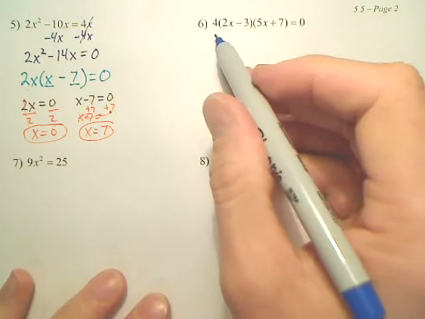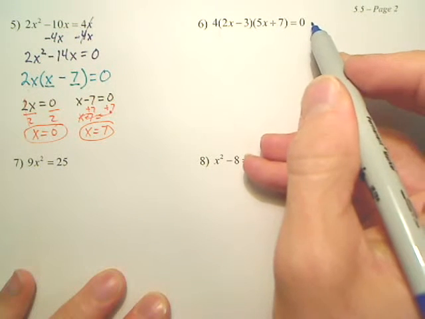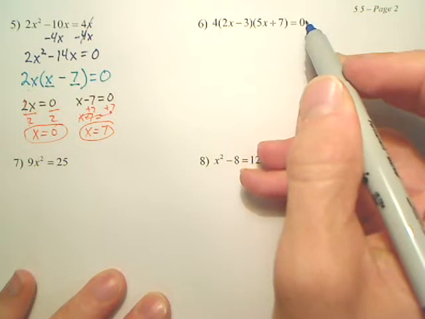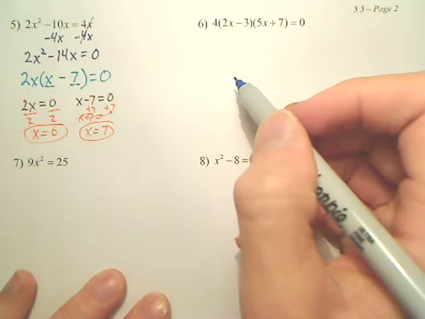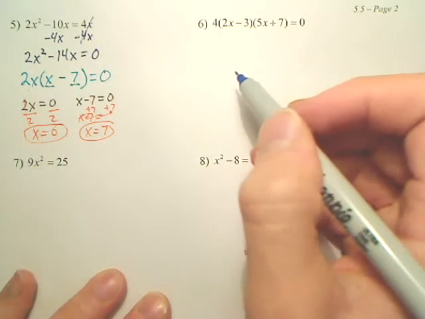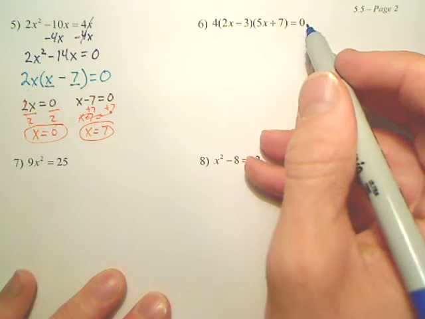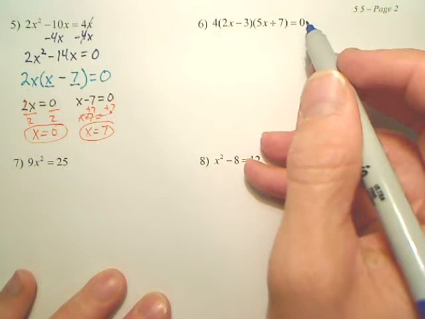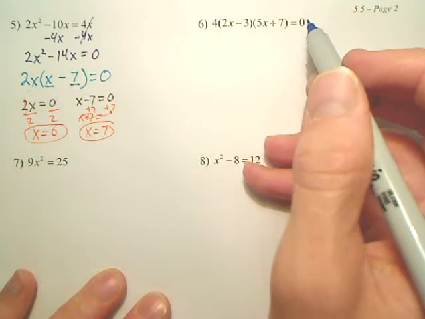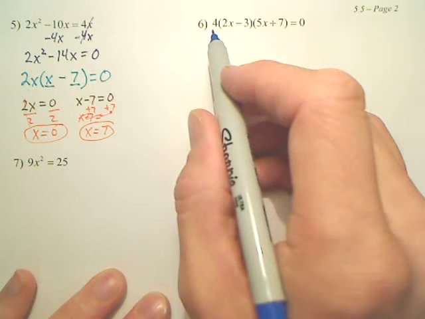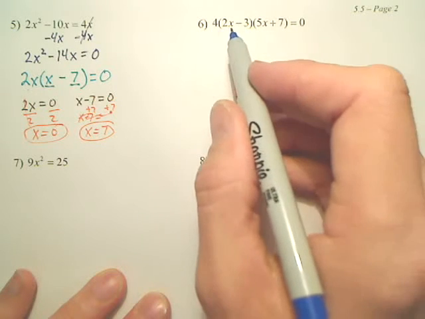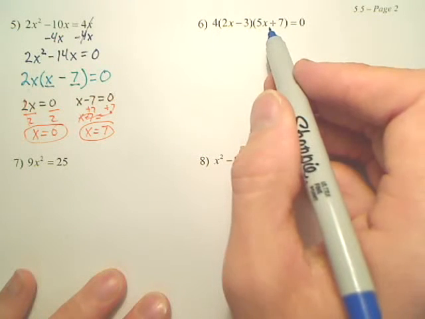Look at number 6. It's all factored for you. It's ready to go. So what are we basically going to do? Solve it. Now, can you set the 4 equal to 0? What do you get when you set 4 equal to 0? That doesn't really make any sense, does it? So do I really have to set 4 equal to 0? No. You basically are going to set both these pieces equal to 0.